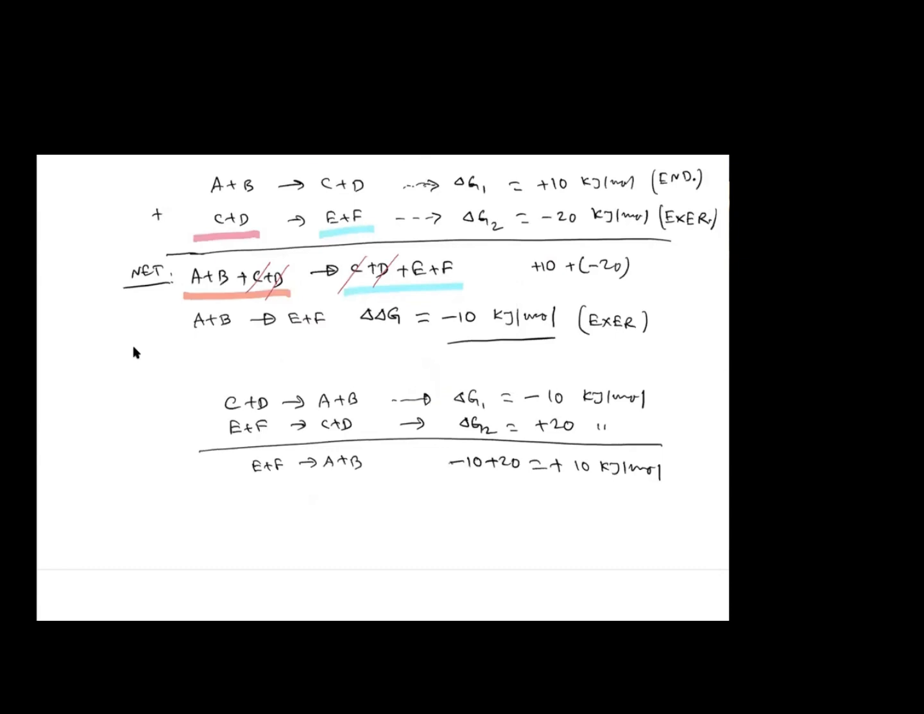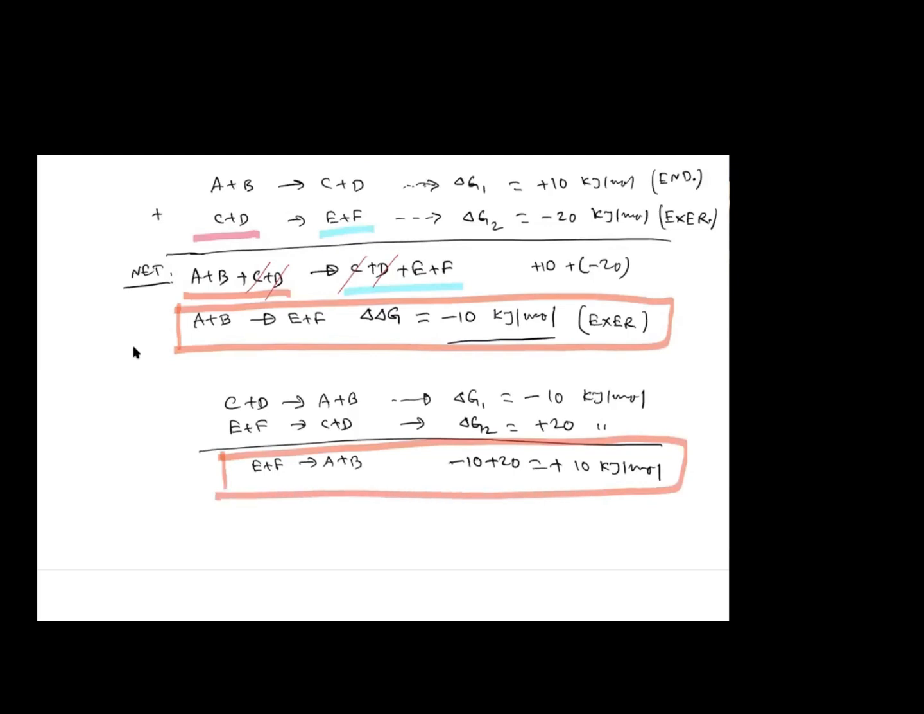So essentially the net reaction here, okay, flip the sign. Meaning that you can make E and F from A and B, which will be exergonic, but if you try to make A and B from E and F, then it will be endergonic. Make sense? So if you flip the equation, then you got to flip the sign as well. Got it?